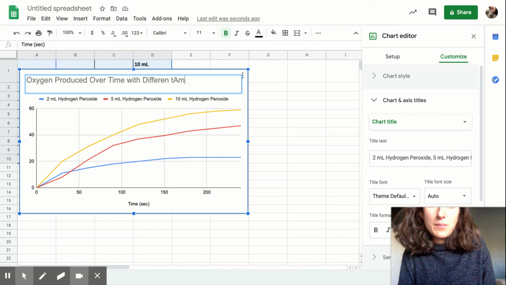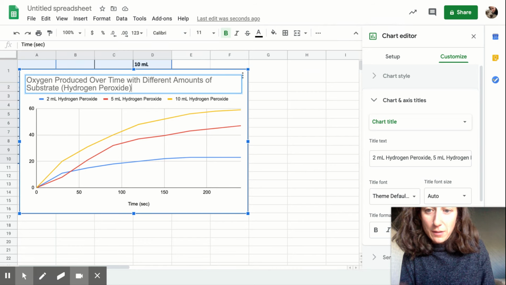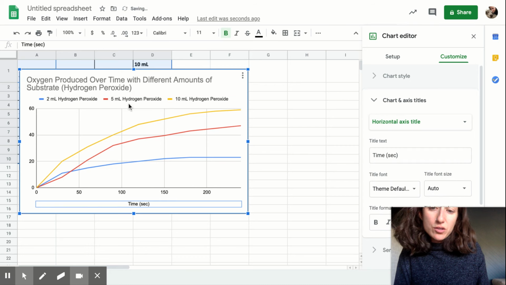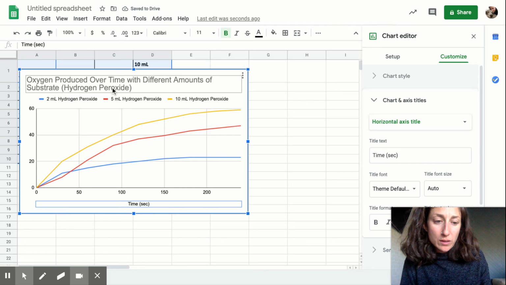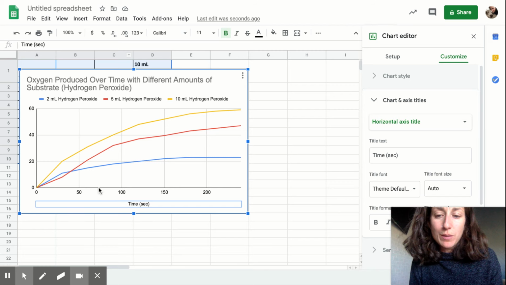with different amounts of substrate. Our substrate in this case, remember, substrate was the hydrogen peroxide. Okay. Beautiful. So as long as you have your IV and your DV in here, it doesn't really matter what the title is, as long as it includes your independent and your dependent variable. You could really write the same thing as your paper title as well.